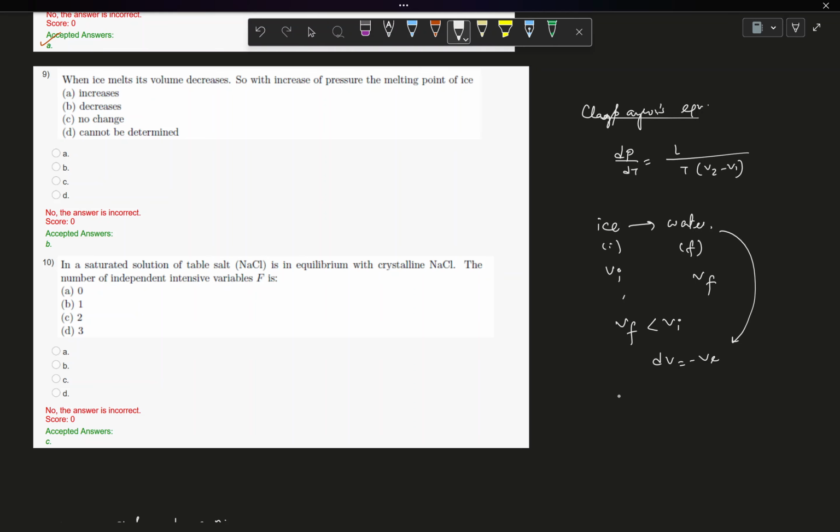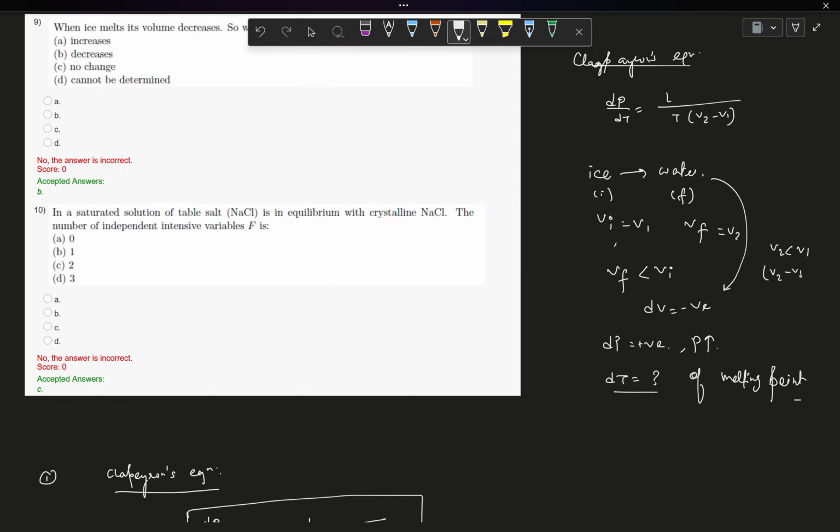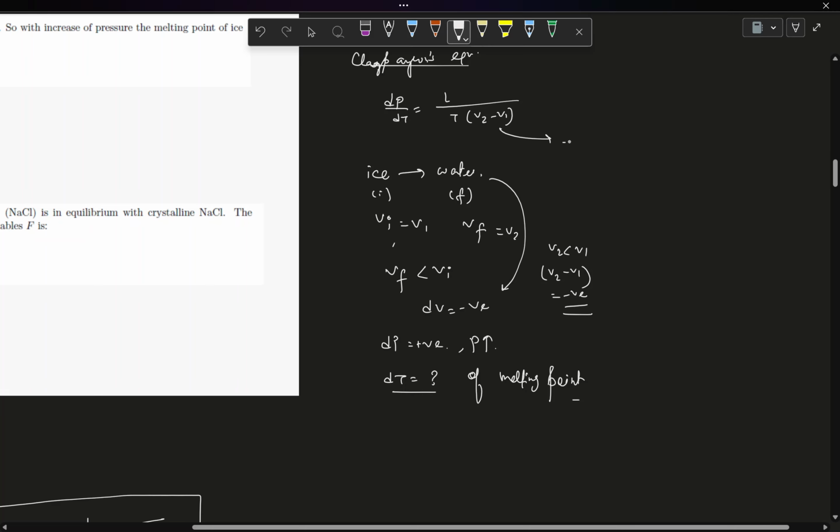What is the effect of the increase in pressure? So with the increase in pressure, the melting point will be what? So if dP is positive, that is the pressure is increasing, what will be the change in the melting point temperature of ice? So from here you have to use the Clapeyron's equation, where Vf is basically the same as V2, the final state, and Vi is the same as V1. So if Vf is less than Vi, or V2 is less than V1, then V2 minus V1 will be simply negative because the volume is decreasing. Okay, so this term here is negative.